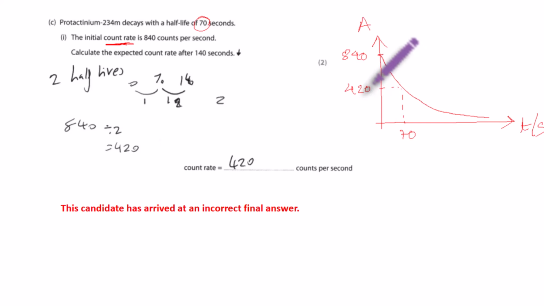Next, from 420, the time it takes for the activity to drop down to, let's say, 210 is again 70. So already 70 plus 70 gets you 140. And that's exactly what the question asks you. Calculate the expected count rate after 140 seconds. So after 140 seconds, check this out. The count rate is 210, not 420.